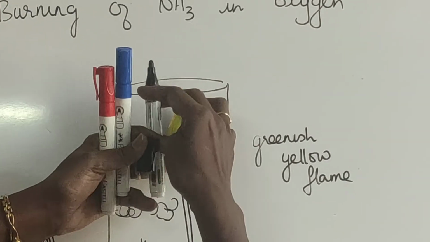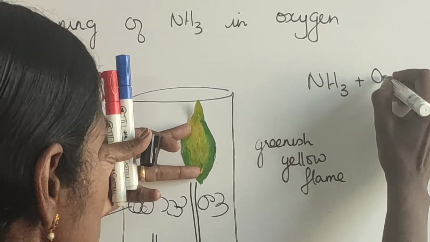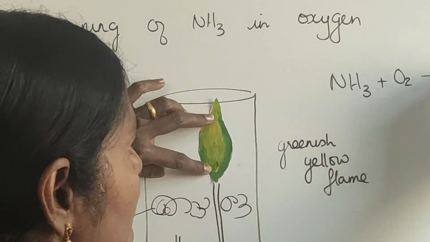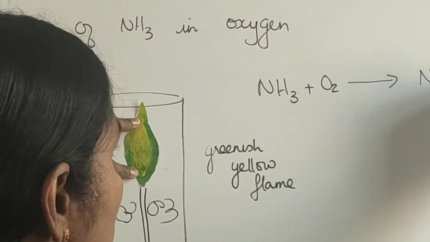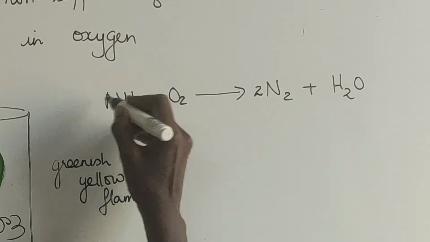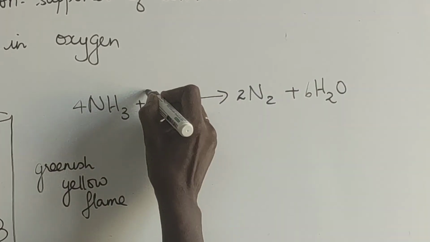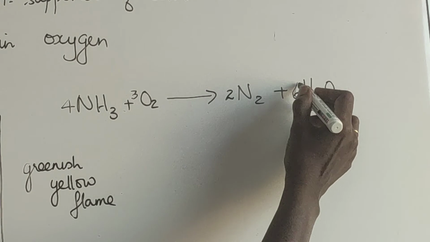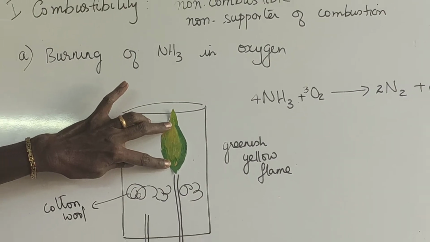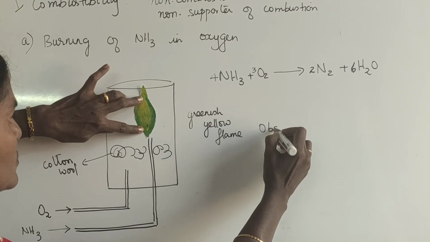Now, in this reaction, ammonia reacts with oxygen to give nitrogen plus water vapor. This is the reaction that's happening here, and this is how ammonia burns in oxygen. So there is the equation and the observation. These two are important.